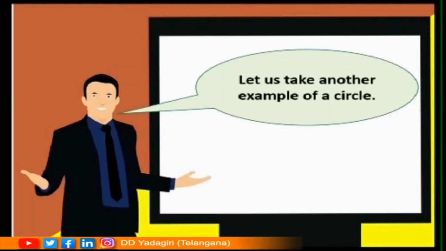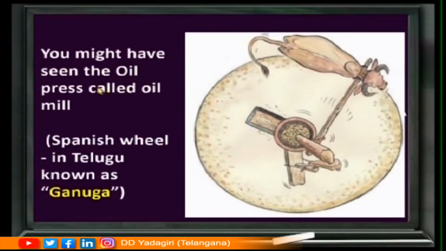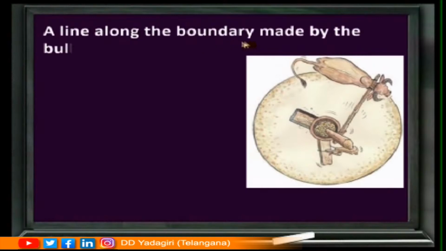Let us take another example of a circle. You might have seen the oil press called an oil mill. In this oil press, one bullock will rotate like this so that oil will come out. This is called a Spanish wheel, or in Telugu we call it Ganuga. A line along the boundary made by the bullock is a circle. The bullock makes a circle.